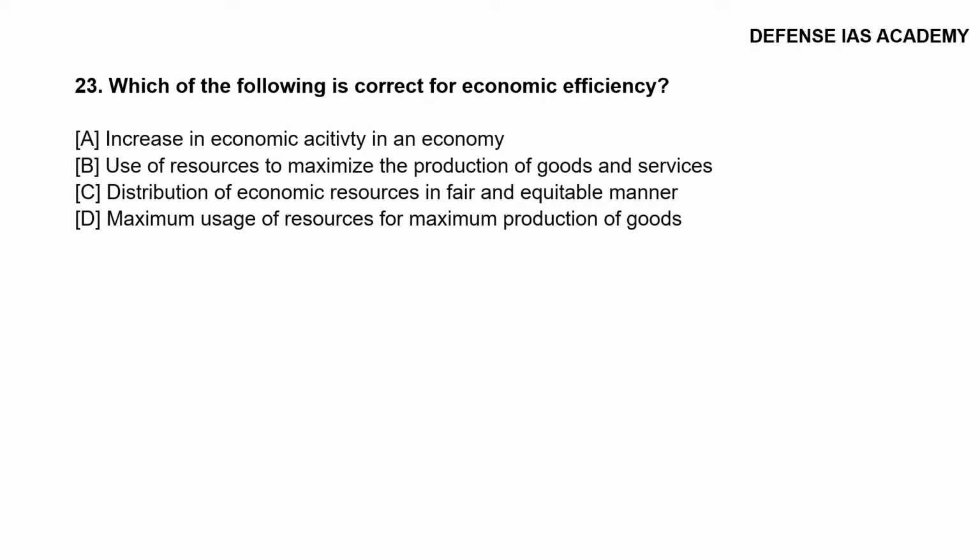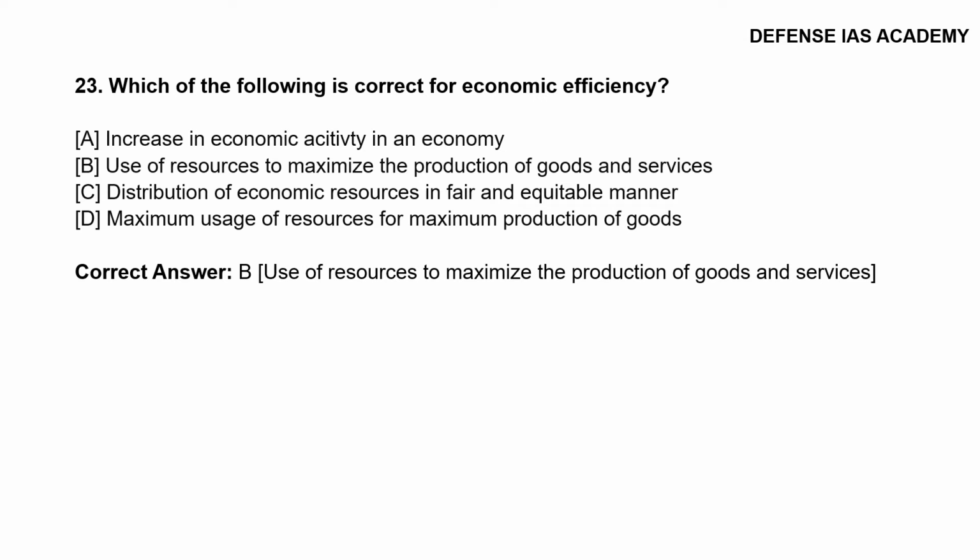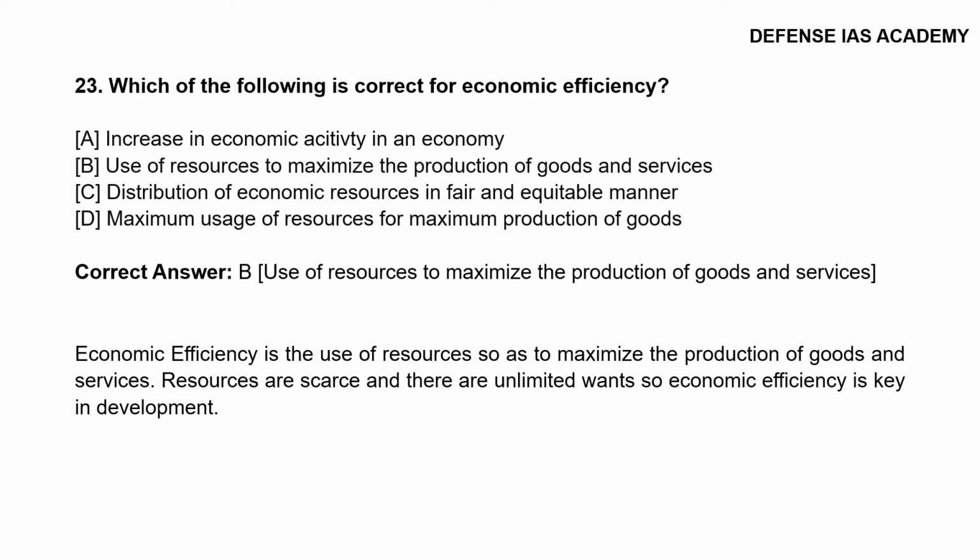Question number 23. Which of the following is correct for economic efficiency? The correct answer is option B. Use of resources to maximize the production of goods and services. Economic efficiency is the use of resources so as to maximize the production of goods and services. Resources are scarce and wants are unlimited, so economic efficiency is key in development.